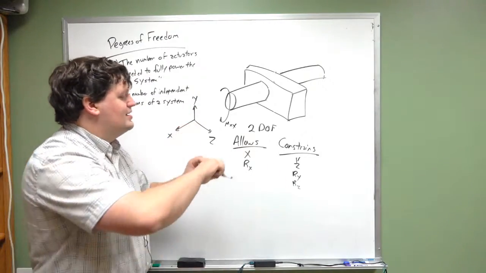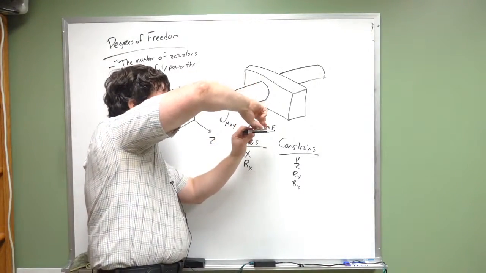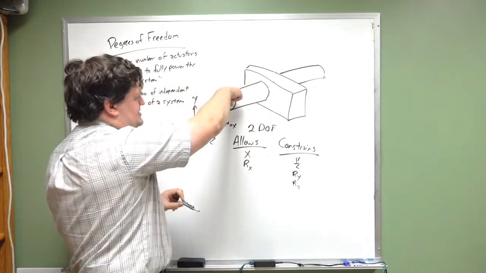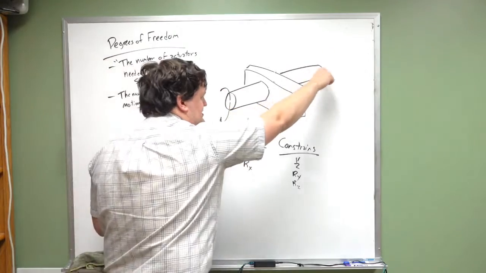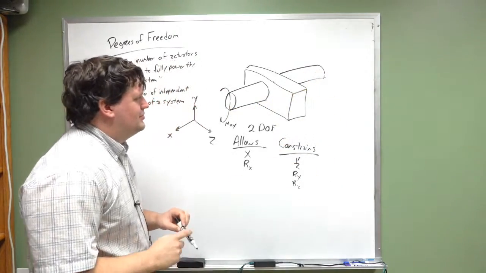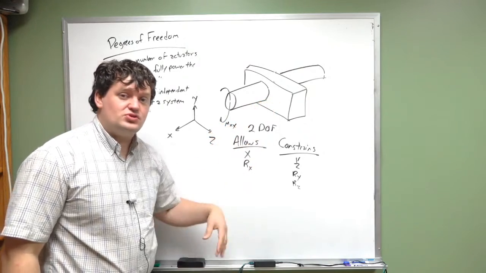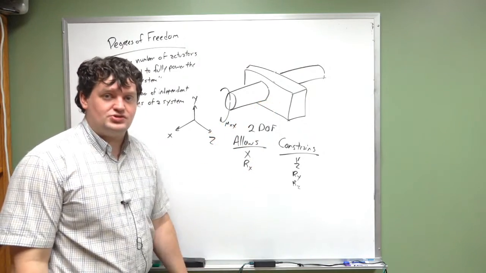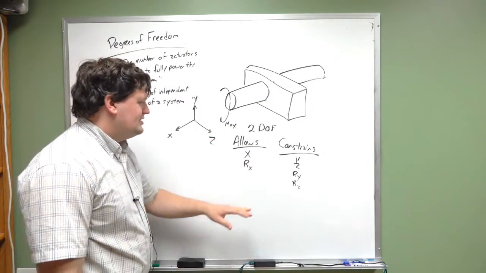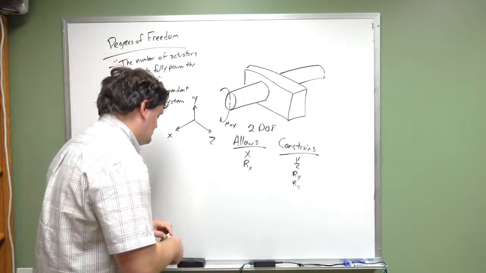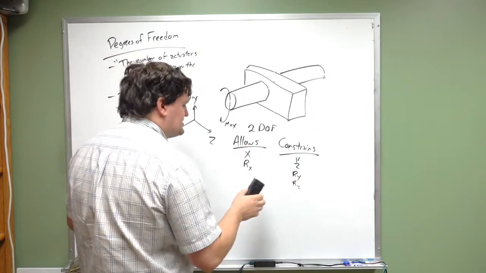Similar with Ry. If I apply a moment in this direction, it would cause this end to bend outward. This is going to have to resist that motion because it cannot rotate in that direction. So we do have a 2 degree of freedom joint because it can rotate in two ways, but that's about it.